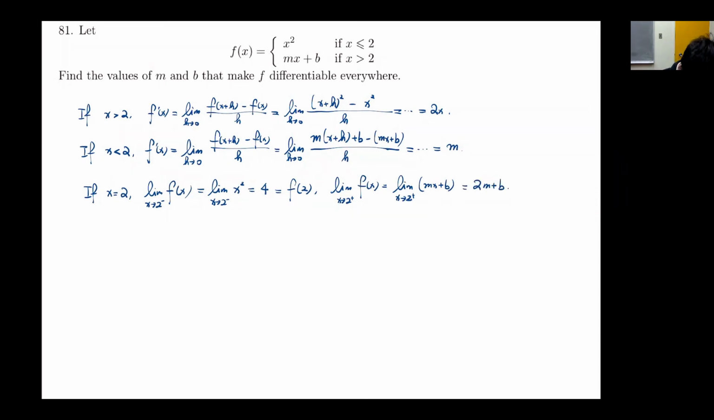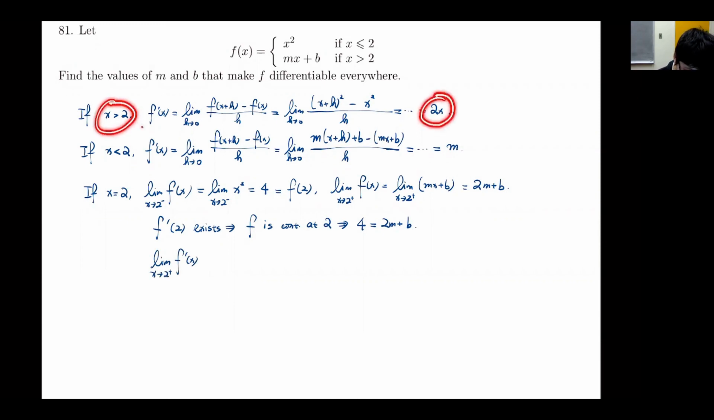Okay, since f is differentiable at 2, in particular, this tells me that f is continuous at the number 2. So this will tell me that 4 is going to be equal to 2m plus b. So that way we get our first equation. Okay, now let's look at the limit of the derivative. So let's start with the right-hand limit. If x is greater than 2, then f prime of x equals 2x. So the right-hand limit of f prime of x is the right-hand limit of 2x as x approaches 2 from the right. And the answer will be 4.